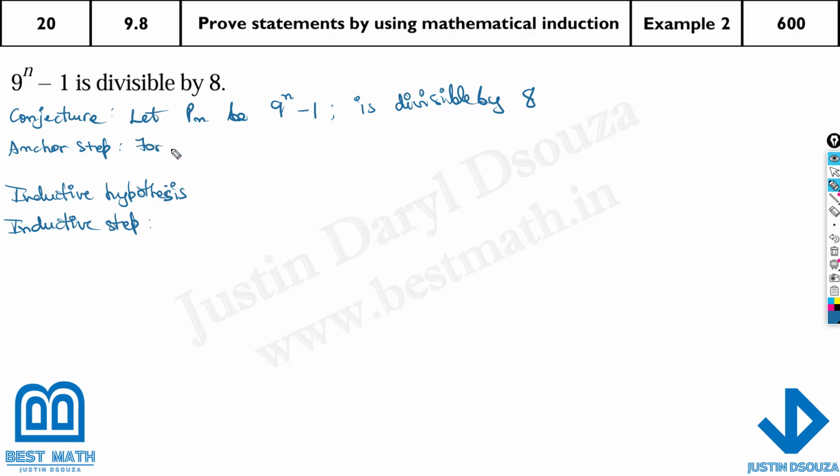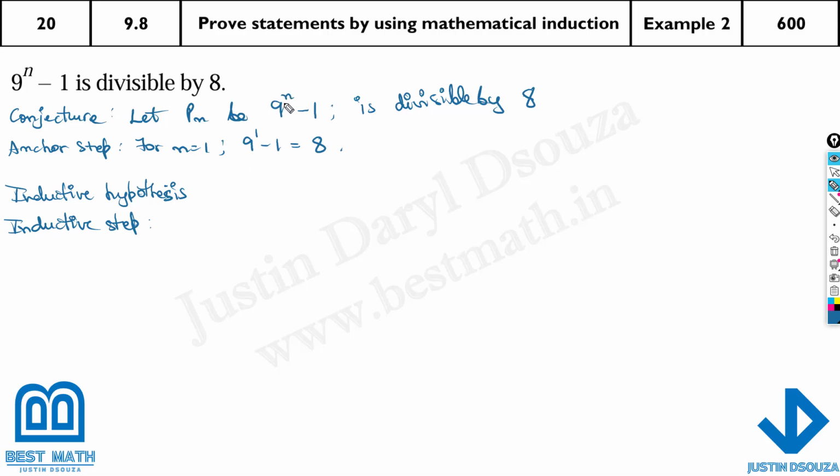Let's take n equals 1. What happens here? Instead of n, I will put 1 and let me solve. It is equal to how much? 9 to the power 1 is 9, minus 1 is 8. And yes, this is true, right? So we can tell, or you can even try for n equals 2.